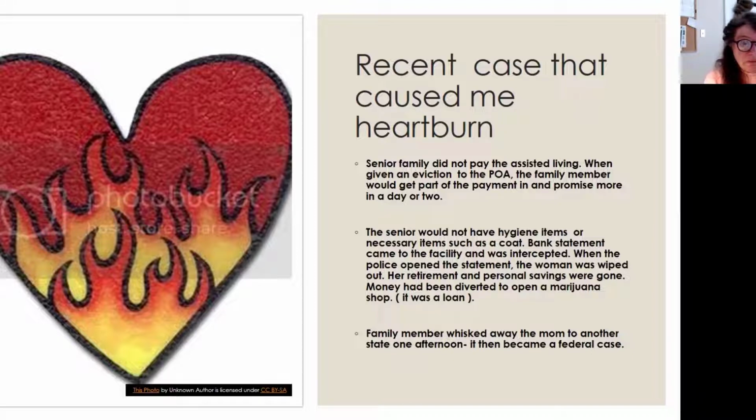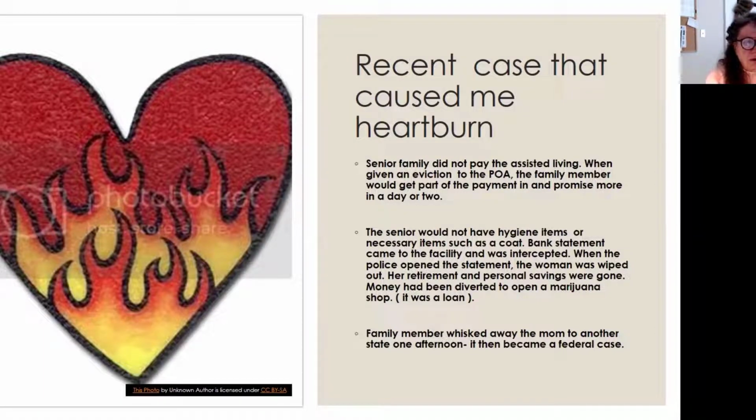So again, the daughter had power of attorney. She was supposed to be paying her bills. The lady had plenty of income to pay the assisted living and still have money left over every month. But all of a sudden, the daughter wasn't paying the bills. She wouldn't have hygiene items. The daughter took her coat.